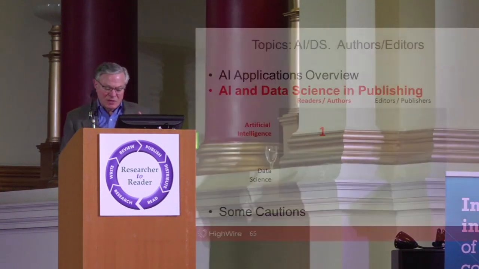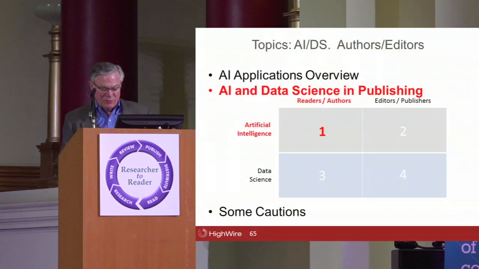So now I want to start taking a bit of a tour through some of what's going on right now. Everything I show you here is real. Some of it is prototype and not operating at scale, though. Some of it is in production, and some of it is in beta. So I'm going to start by looking at AI use by readers and authors.